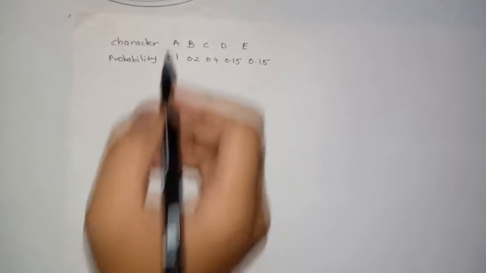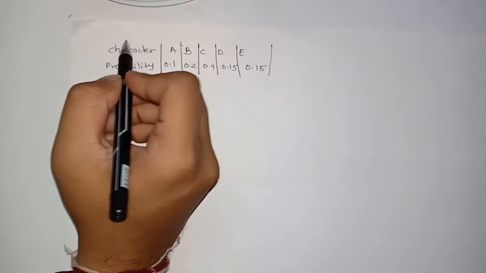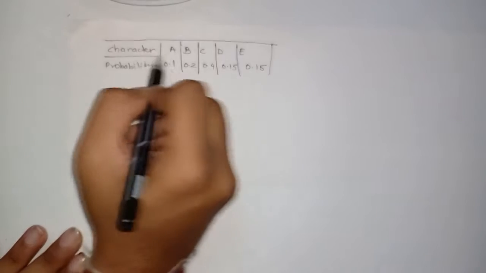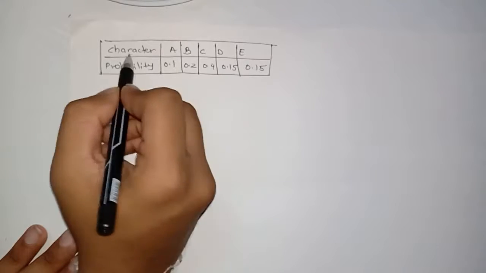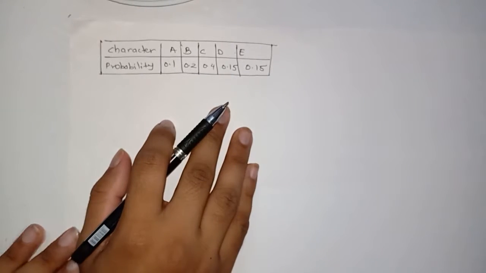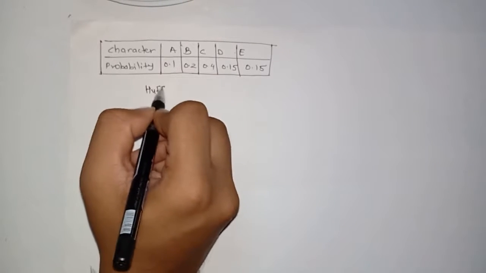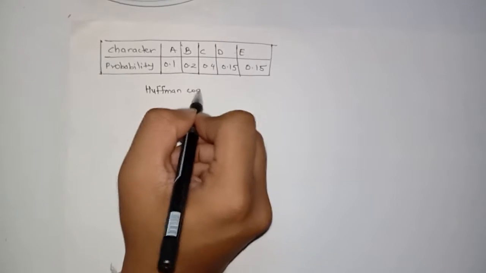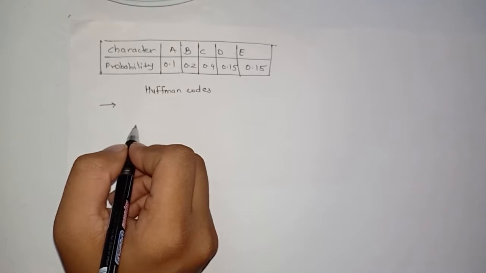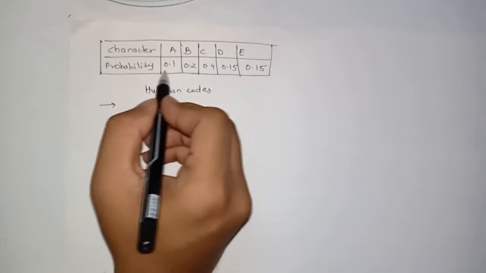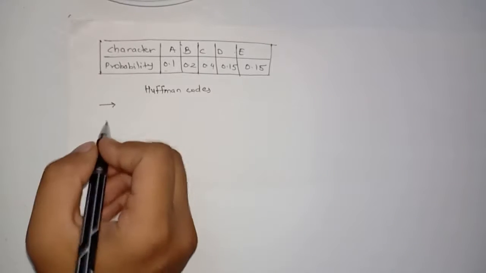In the question paper we are provided with this type of question having the characters A, B, C, D, E and the probabilities 0.1, 0.2, 0.4, 0.15 and 0.15, and we have to calculate the Huffman codes and also the Huffman tree. So we start. First of all, arrange all the elements in increasing order, numbered 1, 2, 3, 4, 5 and 6 in this format.